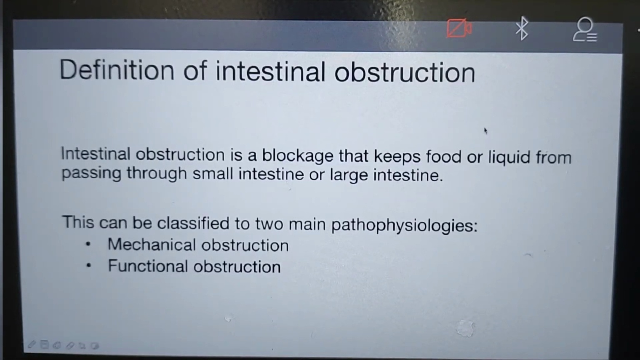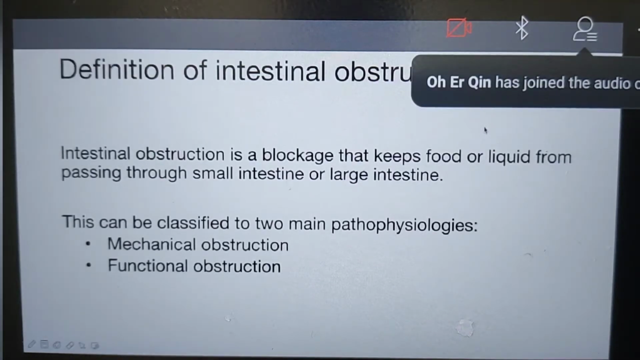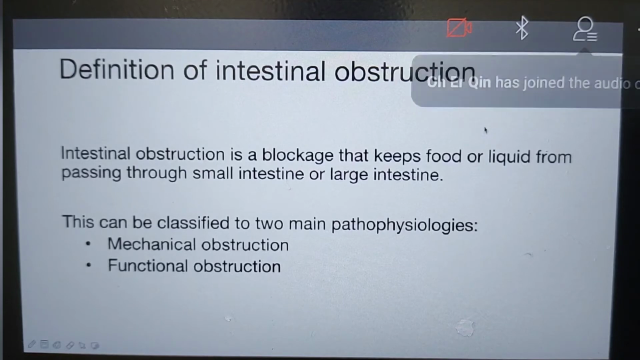First, let me go through the definition of intestinal obstruction. Intestinal obstruction is a blockage that keeps food or liquid from passing through to the large intestine. It can be classified into two main pathophysiologies: obstructed mechanically, or functionally.